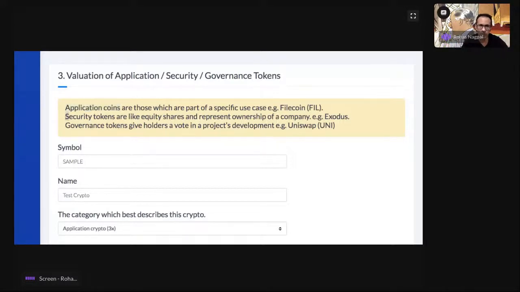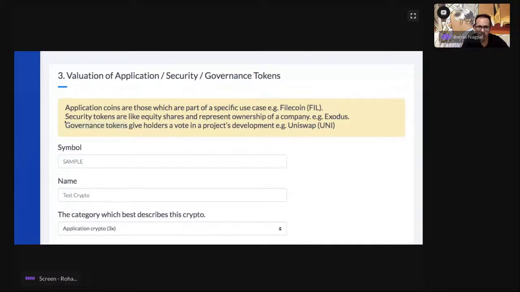Then we have security tokens, which are like shares and represent ownership of a company. It's one of my favorite kinds of tokens because you actually get ownership of a company. It's just that instead of going to a regular stock market and buying the shares, you are able to buy the shares on the crypto market, which runs 24/7. And you don't have to worry about which country you are from or which country the company is from, because in the stock market, that is a major issue. And third is governance coins like Uniswap, which give you a vote in the project's development.